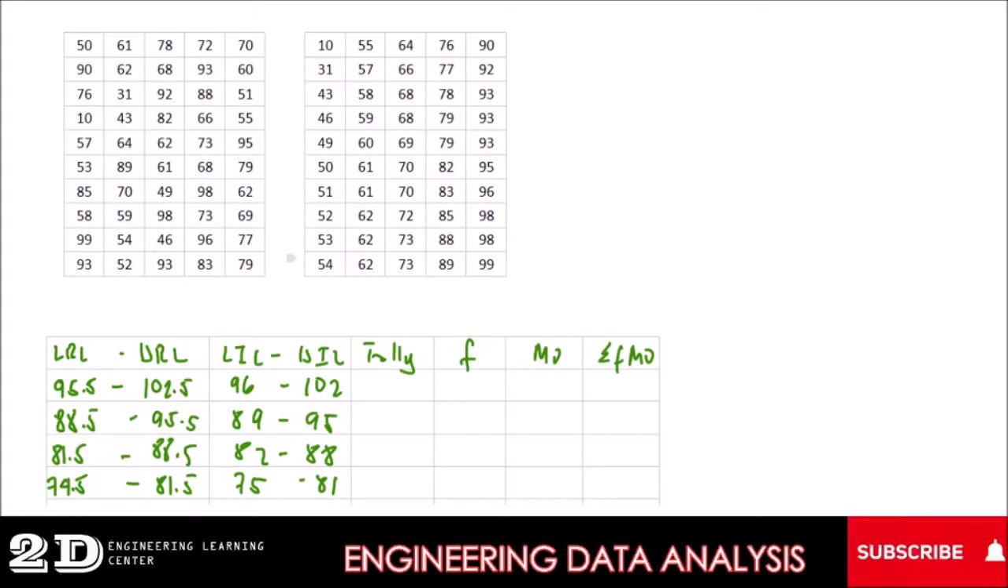Okay, so let's have an example on how to get the mean for grouped data. Here we have our data, which is more than 30, in which case we will have an interval of more than 1. We have here 50 data.